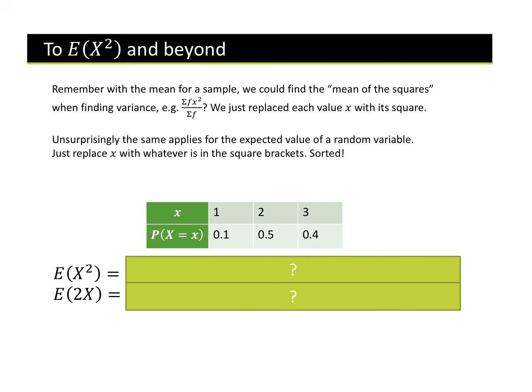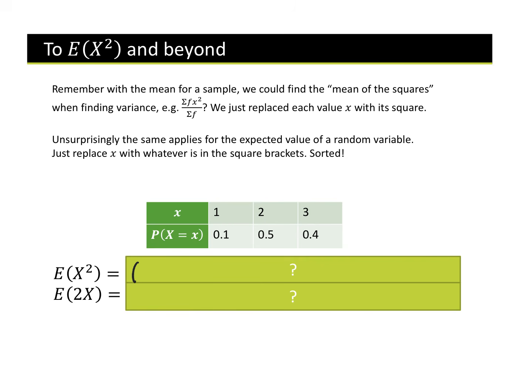So remember when we did the mean of the squares? When we find variance, we know we have to do the sum of fx squared divided by the sum of the frequency, okay? What we're going to do here is pretty much the same. We are going to look at the expected value of x squared, which is really simple. We're going to square x and then multiply it by the probability.